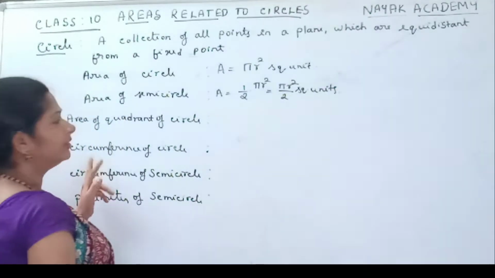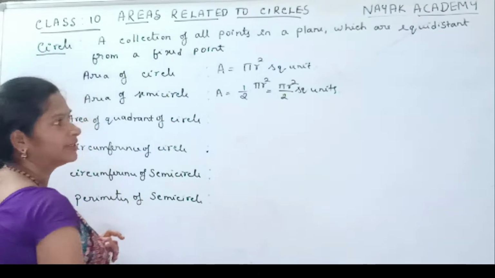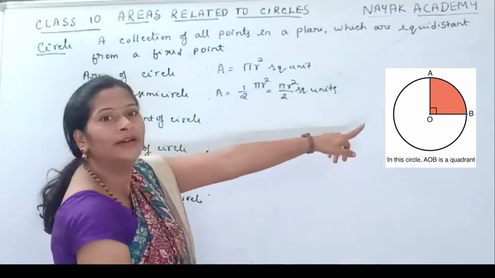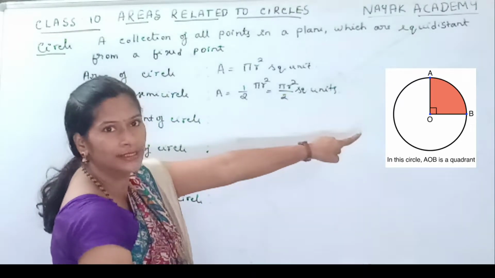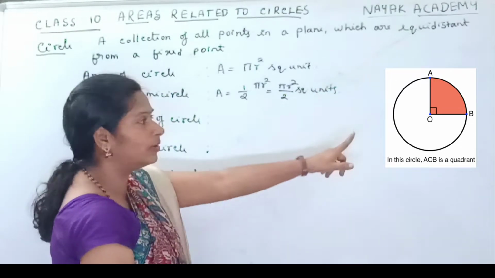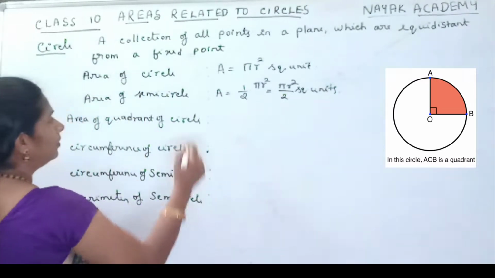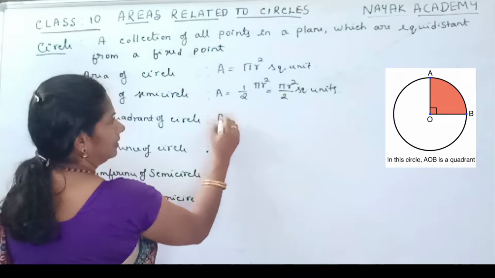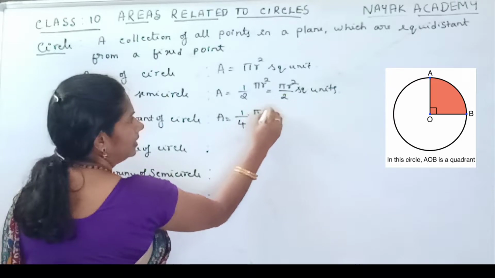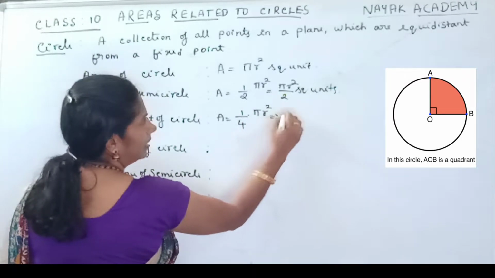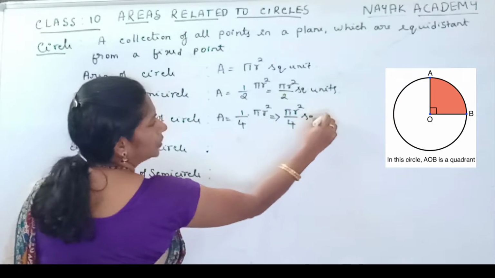Now let us learn the area of the quadrant of the circle. What do you mean by quadrant of a circle? One fourth part of a circle is called a quadrant of a circle. You can see the picture on the screen. Now the area of the quadrant of a circle is 1/4 of the area of the circle. It is pi r square, that implies pi r square divided by 4 square units.